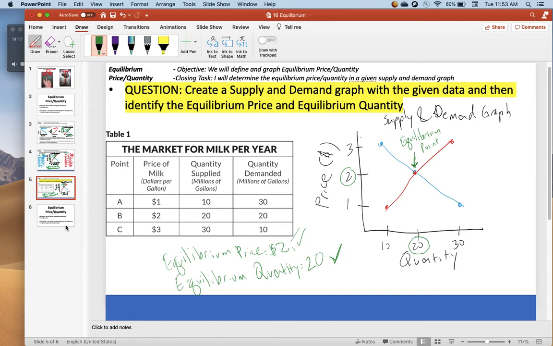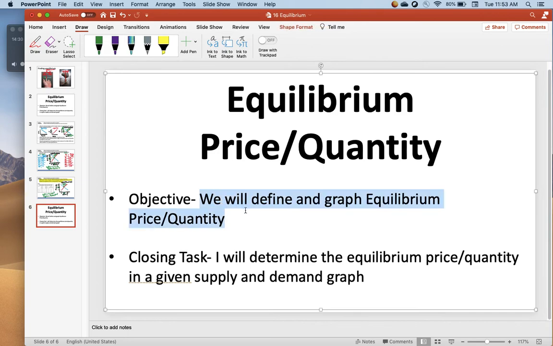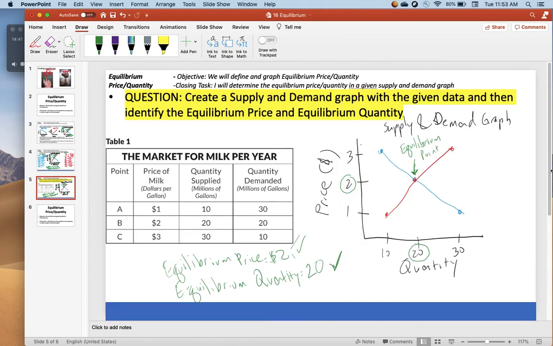All right, so hopefully you guys thought that wasn't too bad. It's pretty simple, guys. Don't confuse yourself too much, okay? Take it one little step at a time, and you'll see it's not too bad. So once again, we defined and graphed the equilibrium price and quantity, and then for the closing task, it says I will determine equilibrium price and quantity in a given supply and demand graph, which we did right here, as well as some other examples you guys are going to do later.